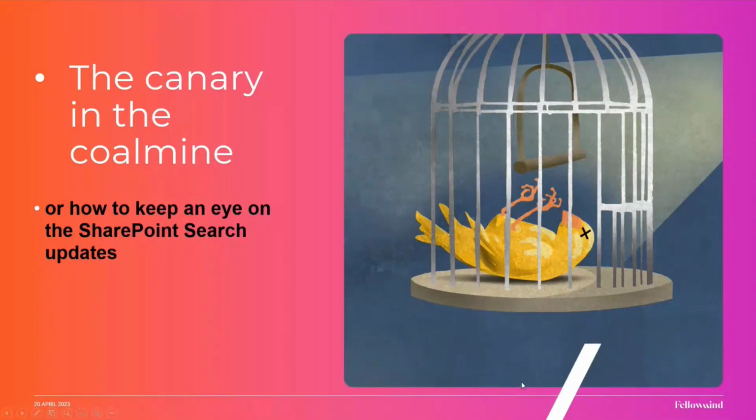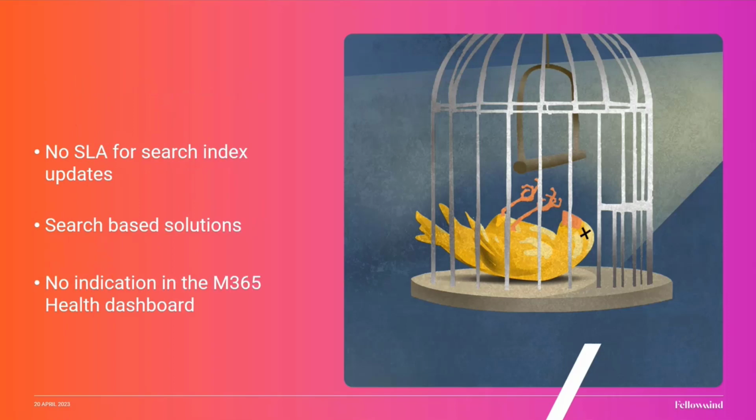So what I'm going to talk about today is the very famous canary in the coal mine. Or the subtitle is How to Keep an Eye on Your SharePoint Search Updates. Because as some of you might know, we don't really have an SLA for any updates to the search index. And a lot of us are creating a lot of solutions which are based on search. And we can't really see anything in the M365 health dashboard about how well the search index is actually performing. So that's what we're going to discuss today.